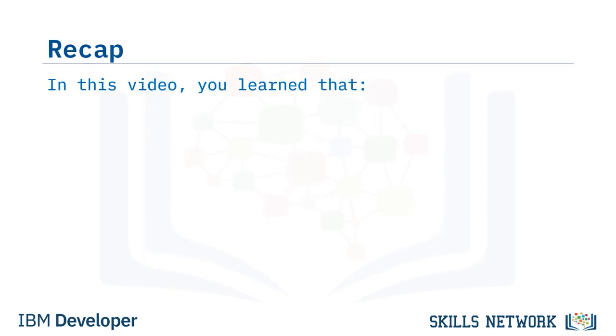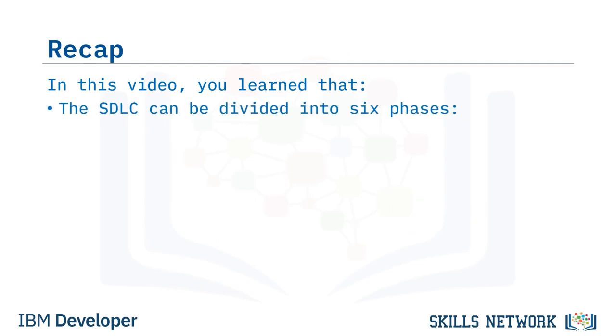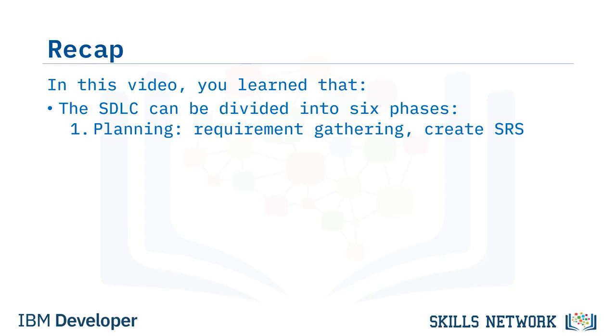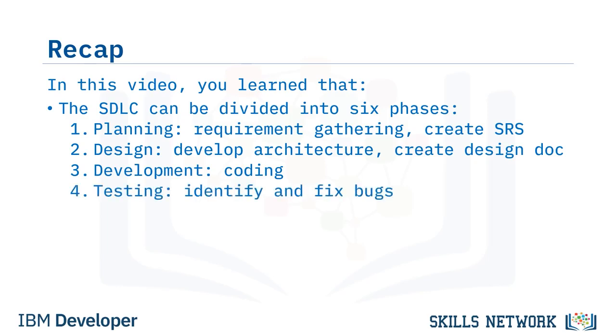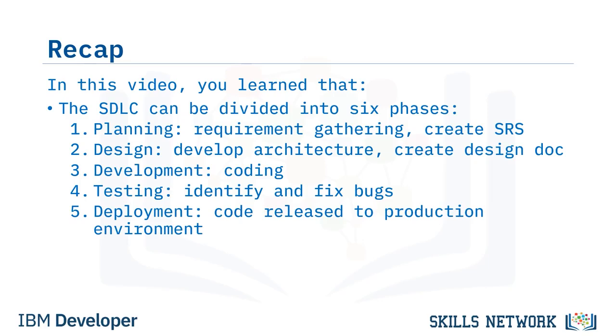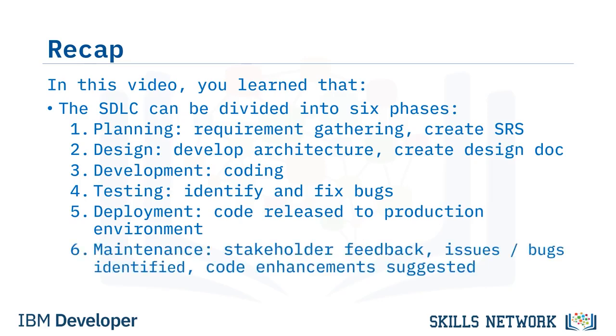In this video, you learned that the SDLC can be divided into 6 phases. Planning involves requirement gathering and development of the SRS. The architecture is developed during the design phase, and the design document is created. The development phase is when coding takes place, and then during the testing phase, issues with the code are found and fixed if possible. Deployment is when the code is released to the production environment, and finally, in the maintenance stage, feedback is collected from stakeholders, other UI issues may be identified, and code enhancements suggested. And this information can be fed into another software development cycle if necessary.